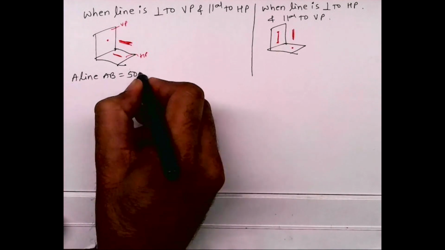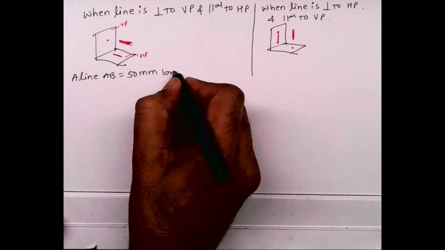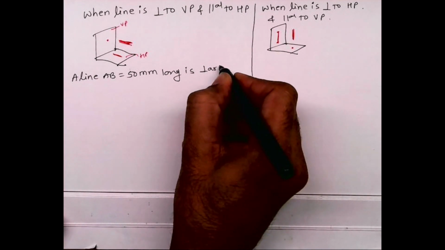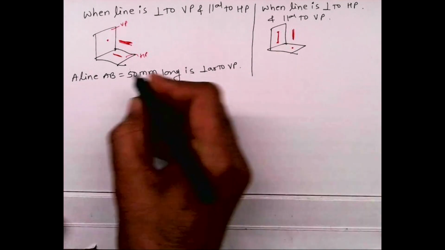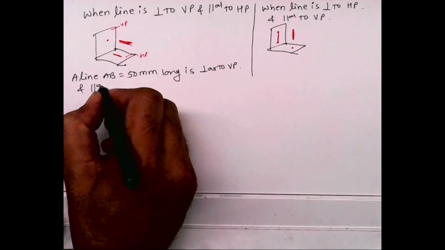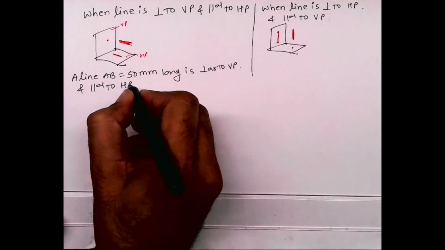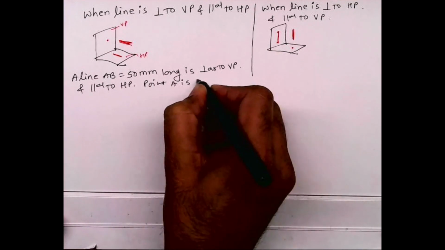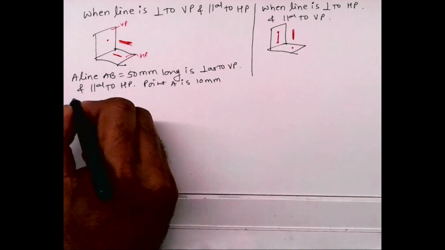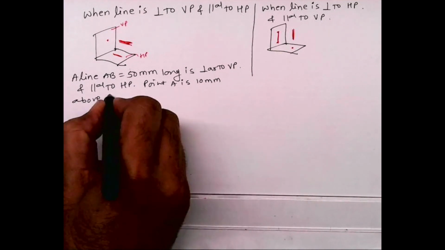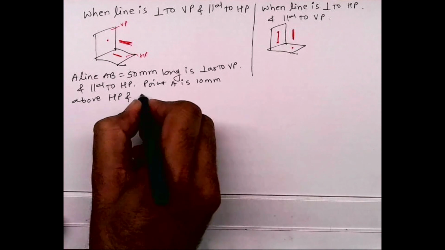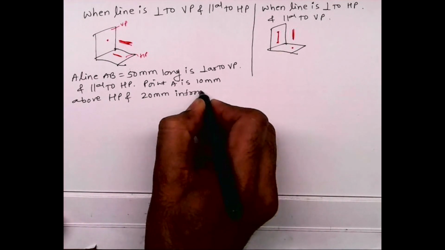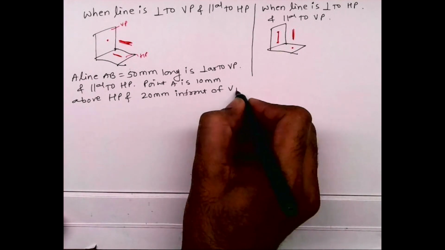A line AB, 50 mm long, is perpendicular to VP and parallel to HP. Now they have given point A is 10 mm above HP. Always remember, whenever they say above HP, it is above the XY line, and 20 mm in front of VP. It will be below the XY line.